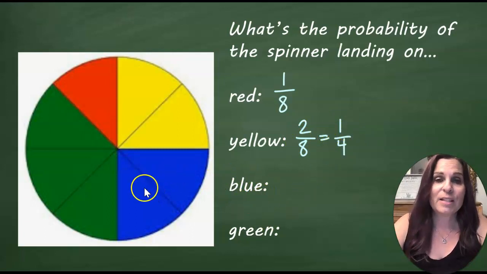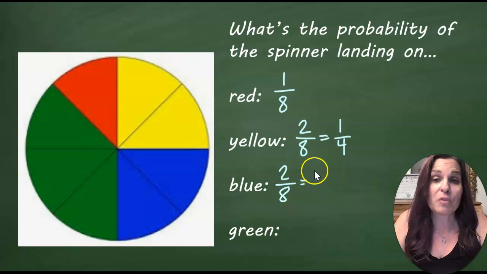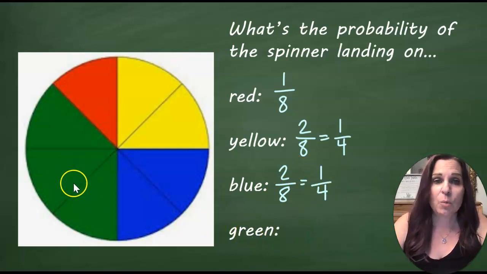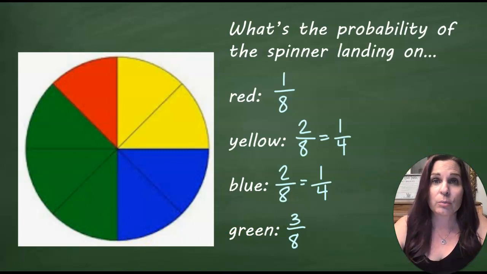Blue is also 2 out of 8, right? Yellow and blue are the same, there's the same number of pieces for those 2 colors. And then green, there are 1, 2, 3 out of 8. So 3 out of 8. Now, none of these pieces are most certainly going to be the one that you land on, right? None of them have a probability that's greater than 1/2 of being chosen.